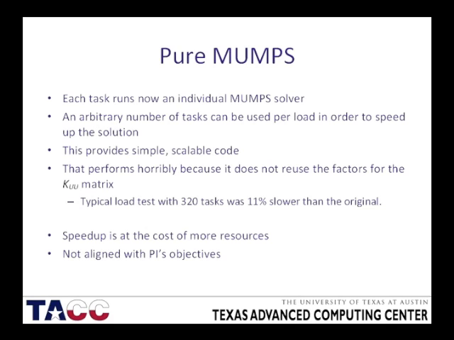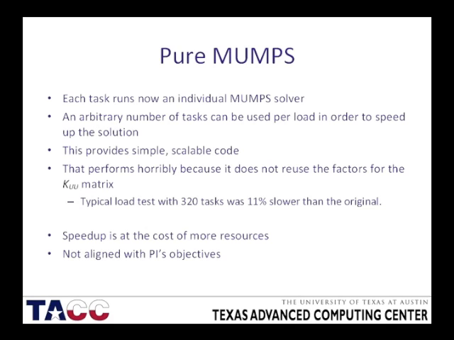The speedup, in this case, would be at the cost of more resources, and what we wanted to do is make this code more efficient, not just faster. So leaving the project at this point would not be aligned with the objectives of the PI. They would have a simple, scalable code, but they wouldn't have a code that was more efficient than the original.